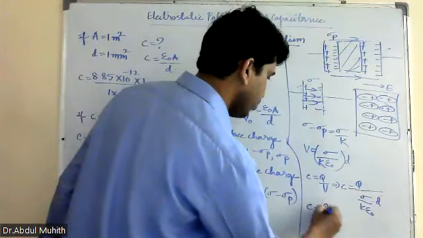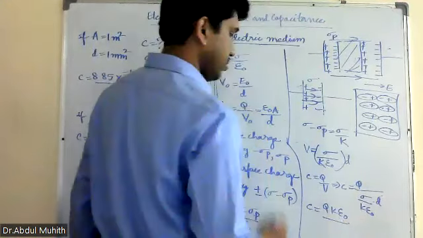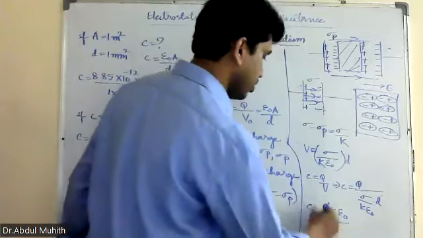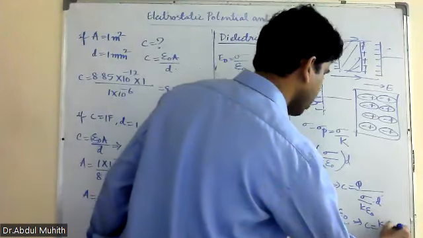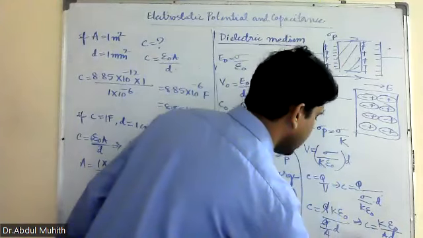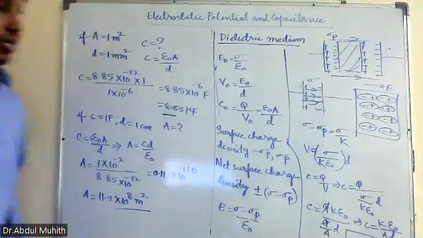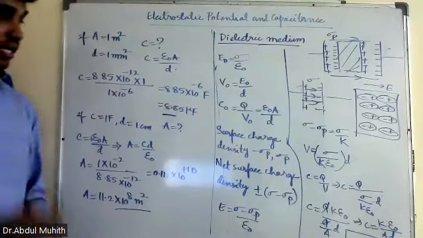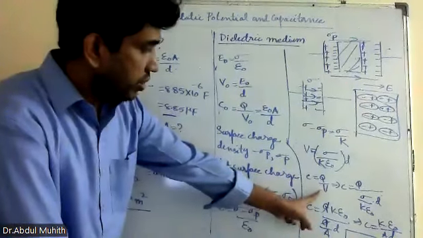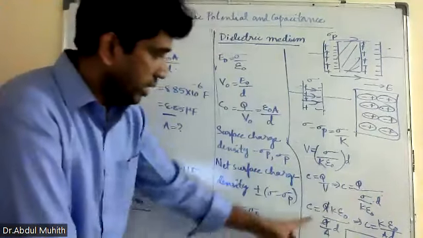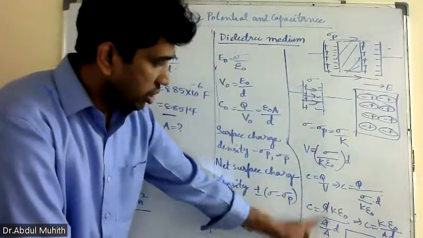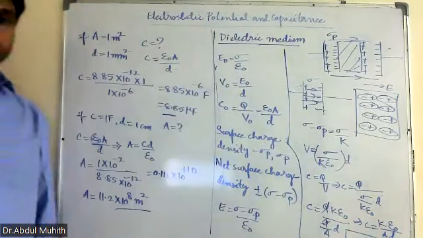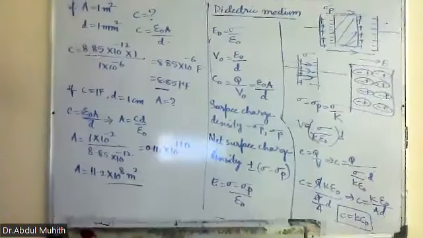So C is equal to Q into K epsilon 0 by Q by A into D. Q and Q will go away. C is equal to K epsilon 0 A by D. Instead of writing like this, we write C is equal to K C naught, since epsilon naught A by D is C naught. So C is equal to K into C naught.